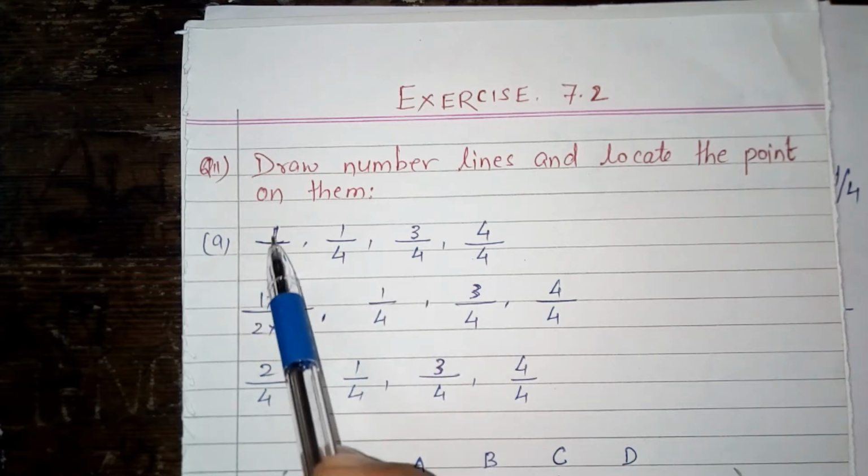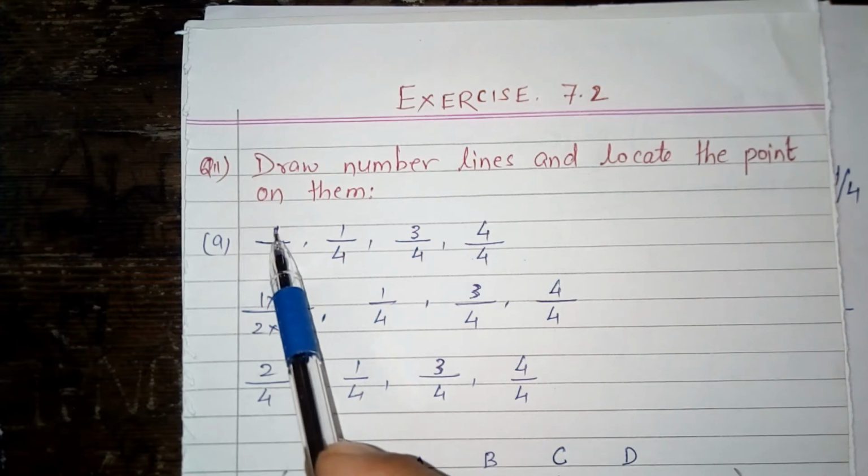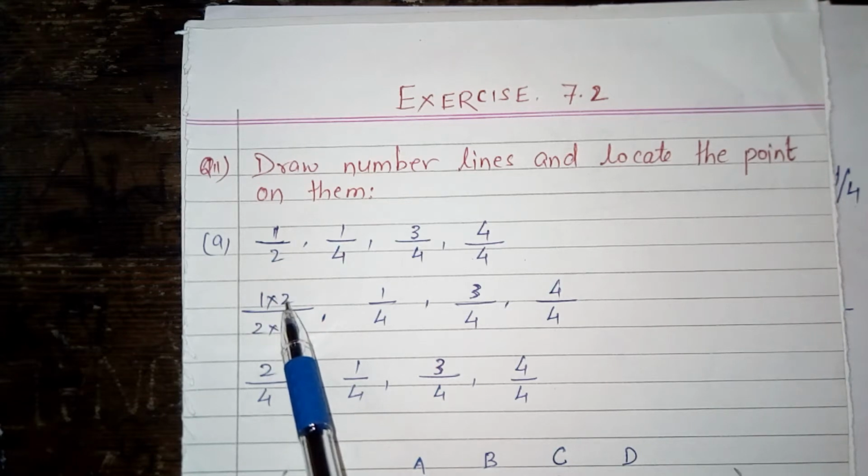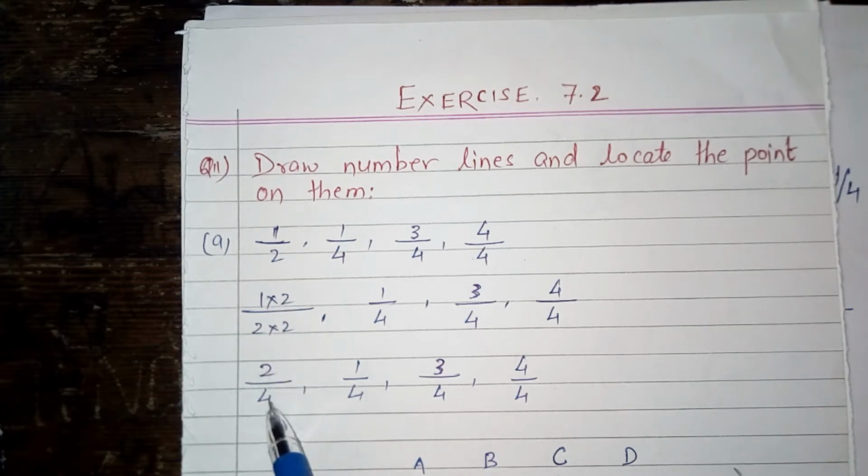How? Look here. In 1 upon 2, 1 is the numerator and 2 is the denominator. So 1 multiplied by 2 and 2 multiplied by 2. As you are looking, 2 1s are 2, 2 2s are 4. Now we have 1 upon 4, 3 upon 4 and 4 upon 4. In this condition, the denominators of all these fractions are equal.